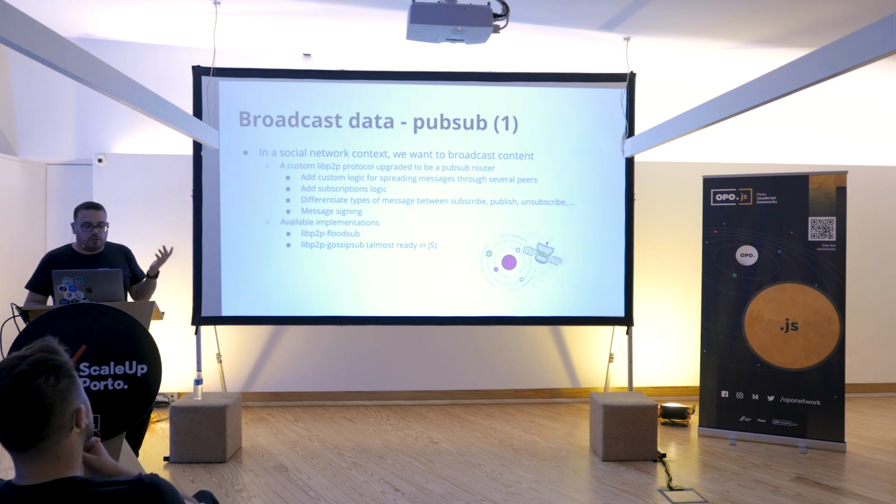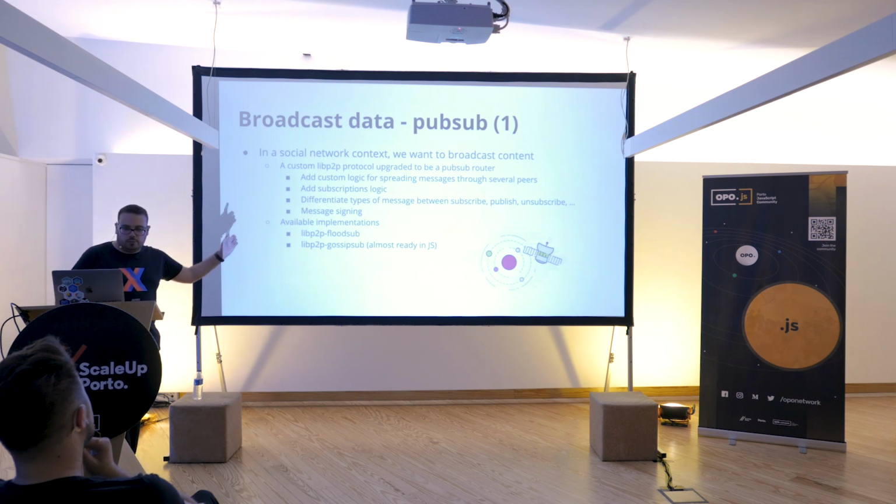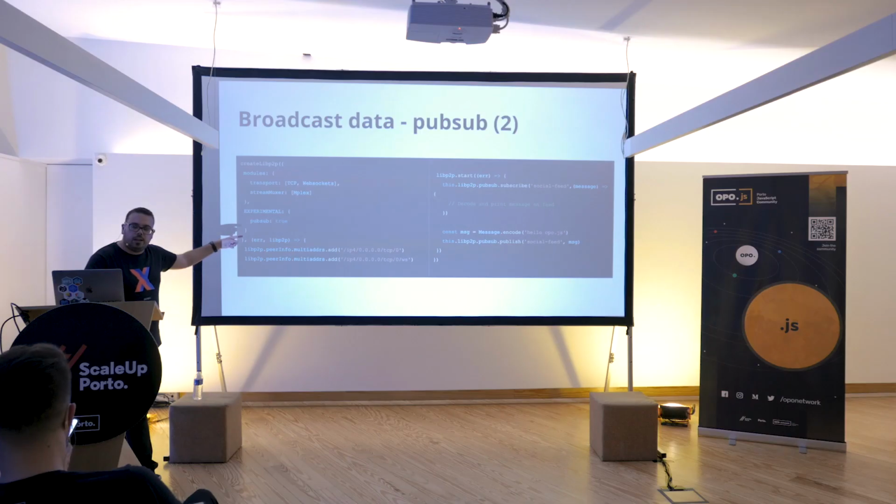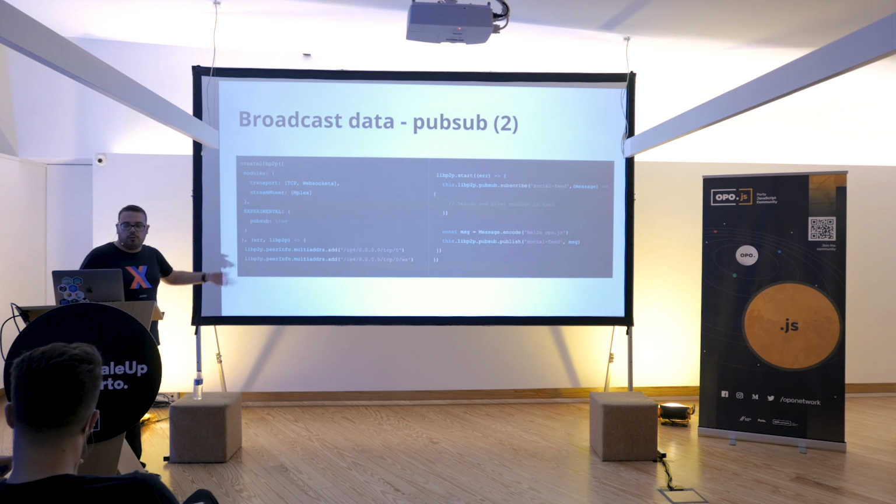We have two available implementations. I'll not go into details about them, but Flood Sub and Gossip Sub is maybe a pull request away from being in JS libp2p. For using this, once again, it's kind of simple. However, PubSub is still experimental in JS libp2p, and we need to pass a flag in order to enable it.